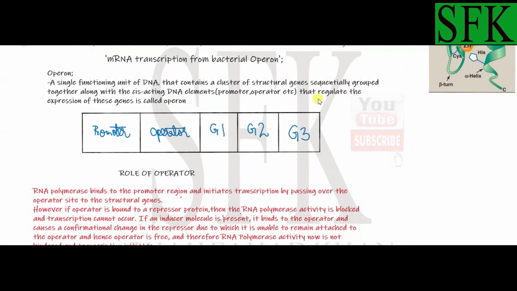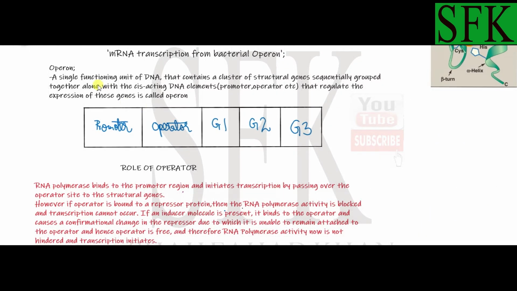Now, mRNA transcription from a bacterial operon. First of all, let's define what an operon means. An operon is a single, complete functioning unit of DNA, and its components include a cluster of structural genes, basically two to three or maybe more, sequentially grouped together along with the cis-acting DNA elements, the regulatory sequences of DNA. These are the promoter and operator. We are going to talk about them, so don't worry. These regulate the expression of these genes.